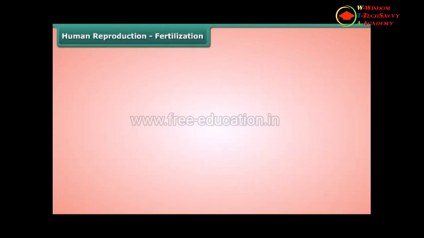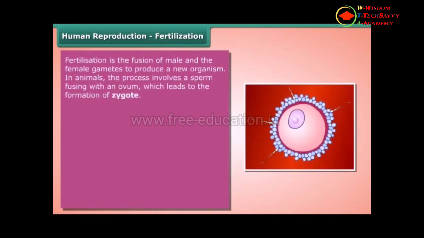Human reproduction, fertilization. Fertilization is the fusion of male and female gametes to produce a new organism. In animals, the process involves a sperm fusing with an ovum, which leads to the formation of a zygote.